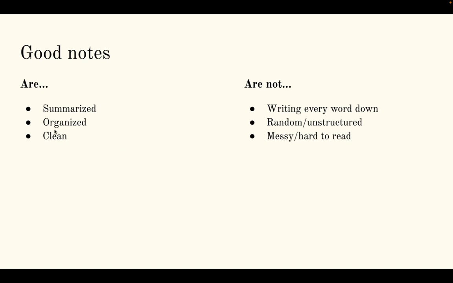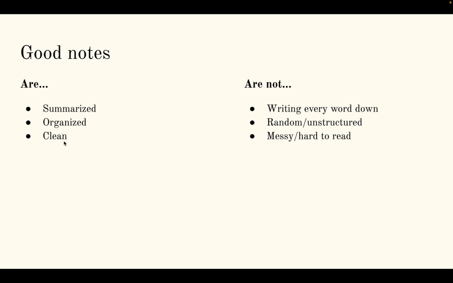The next one is good notes should be organized. Notes have a structure, and the structure helps you understand how the lessons are organized. Now, the opposite of structure would be random or unstructured, like we just write down little facts here and there about different things we see in the lesson. It's hard to know what to take notes on when we don't have a structure, and it's really hard to learn. The last part is kind of going without saying, but clean.